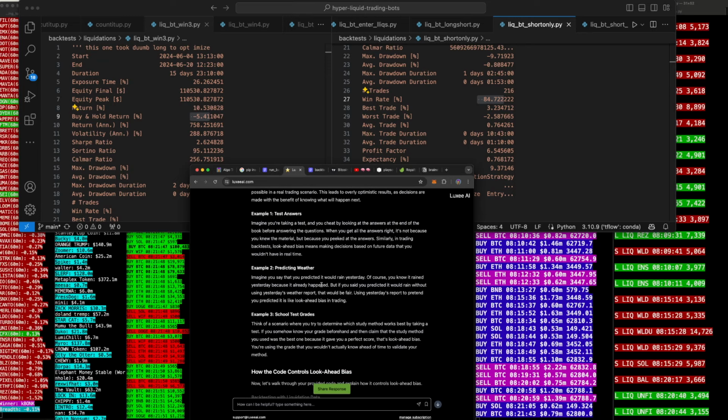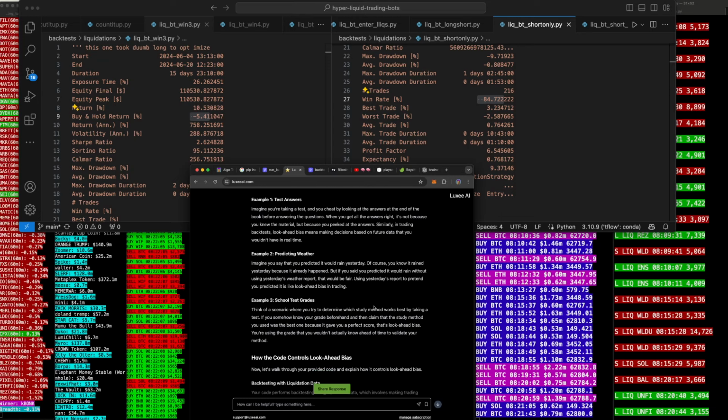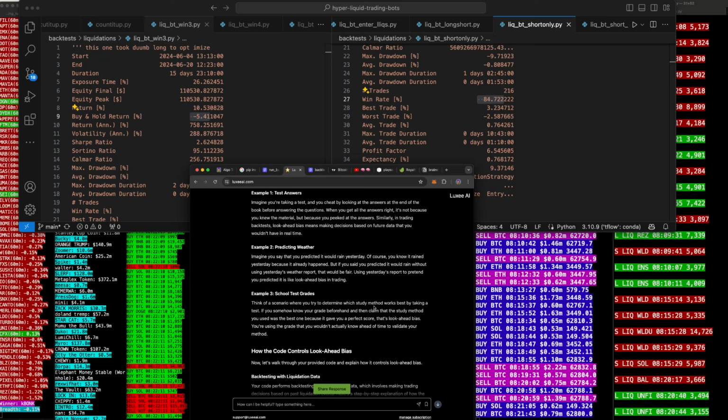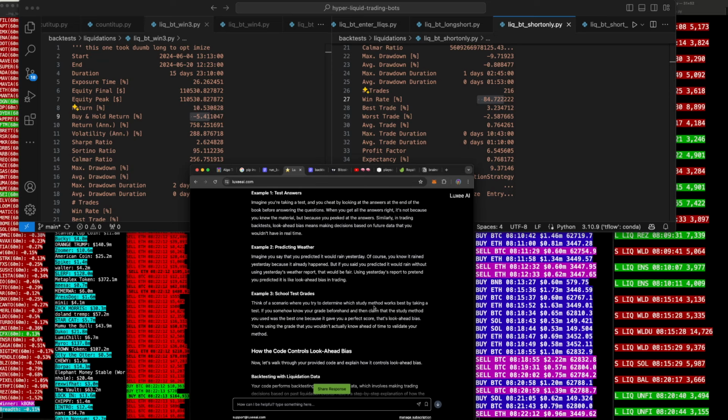Predicting the weather. Imagine you say that you predicted it would rain yesterday. Of course, you know it rained yesterday because it already happened. But if you said you predicted it would rain without using yesterday's weather report, that would be fair. Using yesterday's report to pretend you predicted it is like look-ahead bias in trading.